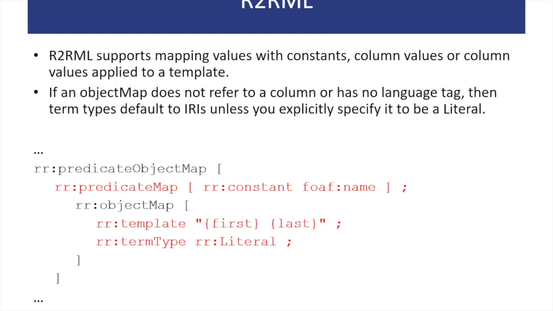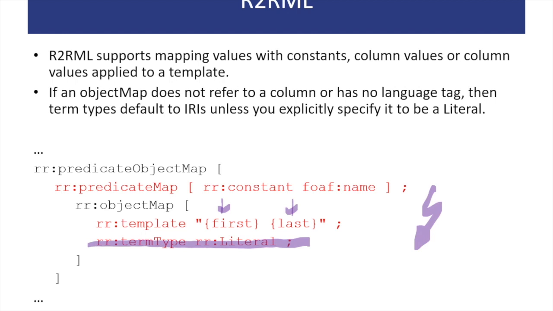So we know that R2RML supports mapping values with constants, column values, or column values applied to a template. Now, if an object map does not refer to a column, or has no language tag, or has no data type tag, then the values default to named nodes, unless you explicitly specify it to be a literal. So in this particular example, had we not provided this directive, the R2RML engine assumes that for this particular predicate map, using the predicate FOV name, you will generate a named resource using the combination of these two column values. And we know that this is not a valid URI, so it will break. This will provide an error.